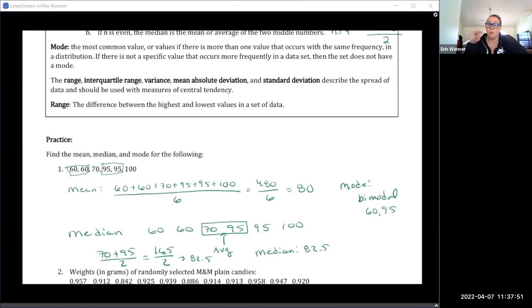Because there's 2 that occur twice and other numbers could occur only once, that creates the mode situation. So, questions about mean, median, and mode before we go to our second example.